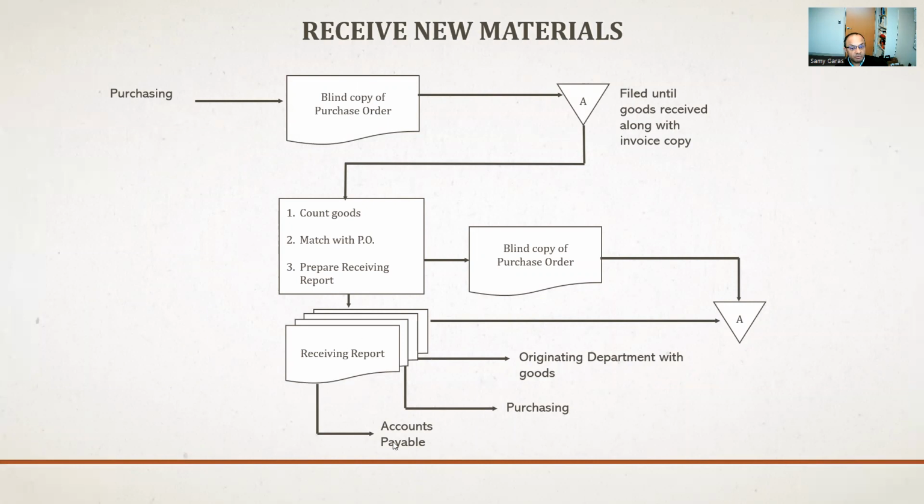The original copy will go to the accounts payable. So now you can tell that in the accounts payable, we have purchase requisition, purchase order, receiving report, and then one copy to the purchasing department to verify that the item that has been ordered was delivered. And then the originating department also gets a copy to show them that the item that has been requested has been received as well. And then we make a match here, from the receiving report with the other document.